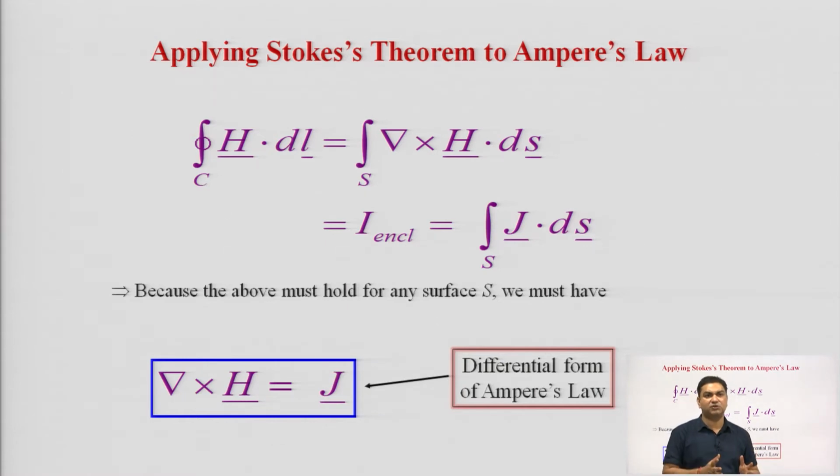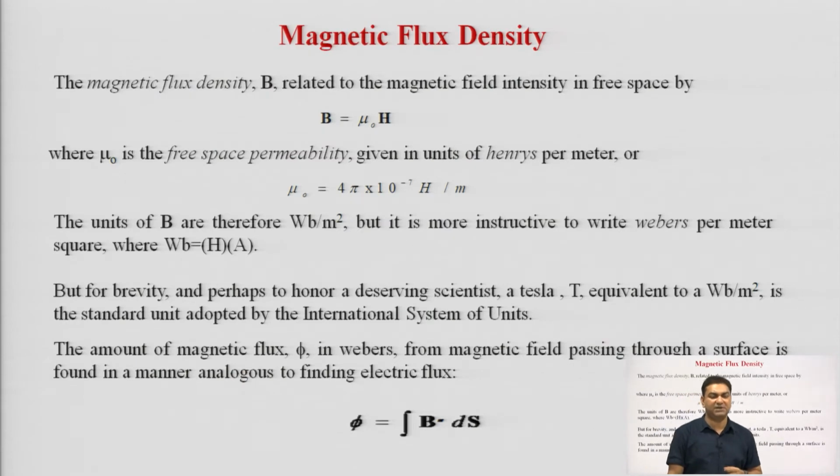By applying the Stokes theorem to Ampere's circuital law, we can write that the closed integral of H dot dl can also be written as the surface integral of del cross H dot ds, and I enclosed is equal to the surface integral of J dot ds. Because Stokes theorem must hold good for any surface, we must have del cross H is equal to J. This is the differential form of Ampere's law. A very important equation, it will be utilized in many applications and theories of magnetic field further.